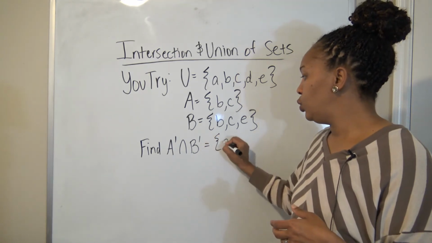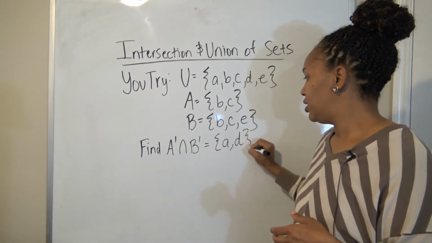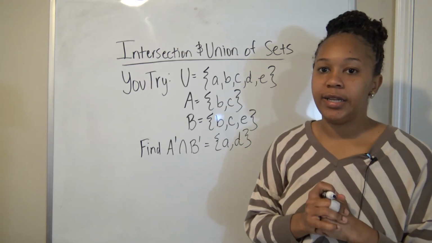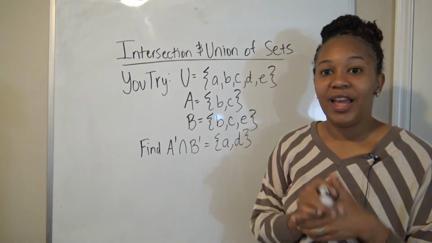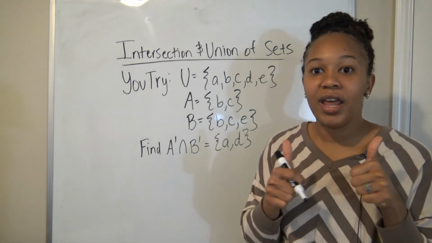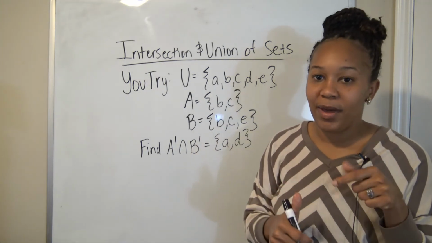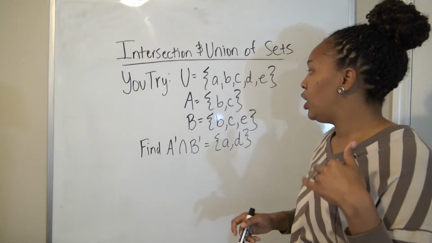Okay, so did you get this, the set with A and D in it? If you got that, then good job. You can keep on going because you're on the right path. All right, so I'm just going to walk you quickly through how you get that.